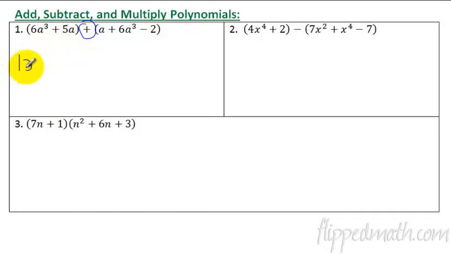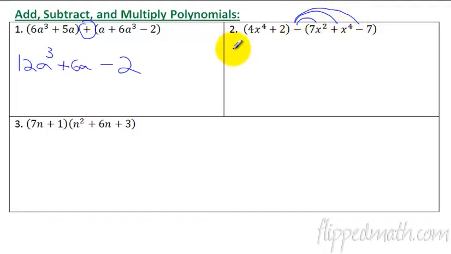So the answer to this is 12a cubed. And then let's figure out anything else. The a's, we got to match up a's. So 5a plus a plus 6a. And then match up any constants. And then all you have is the minus 2. So there's your answer for number 1. Number 2, we're subtracting. So the trick here is you need to distribute the negative.